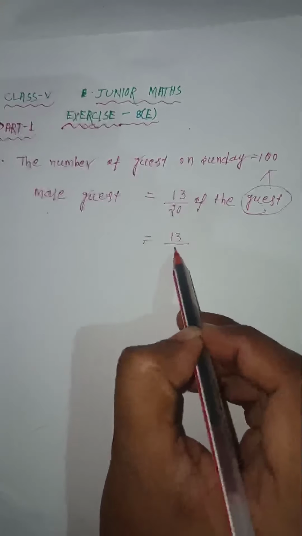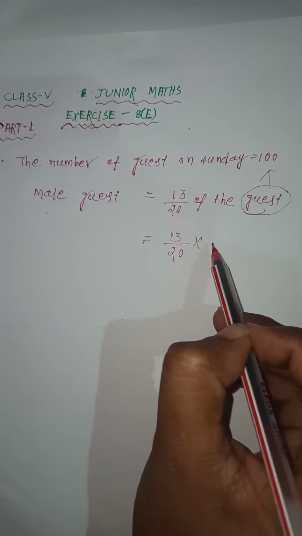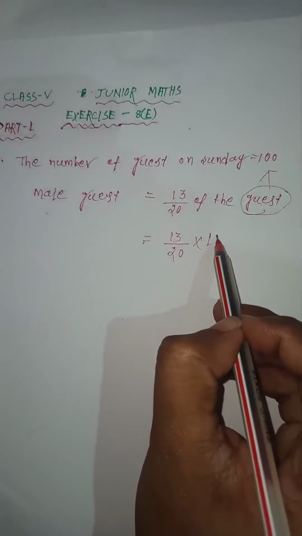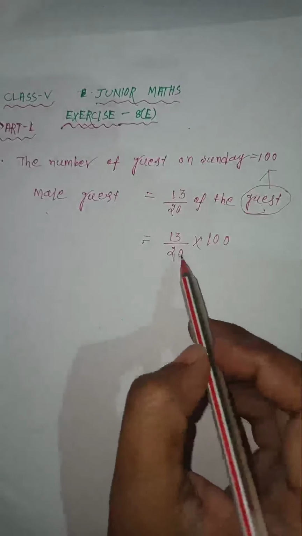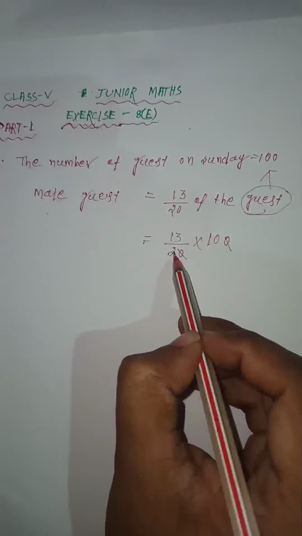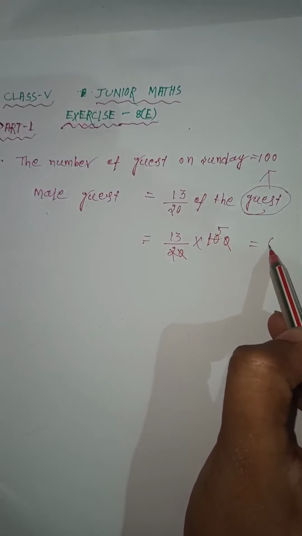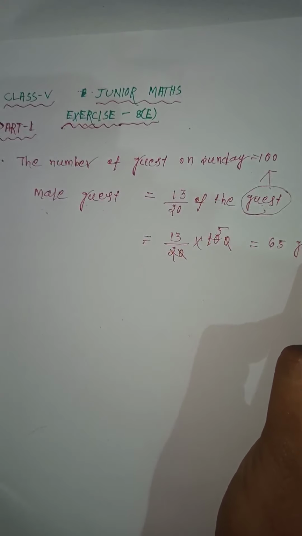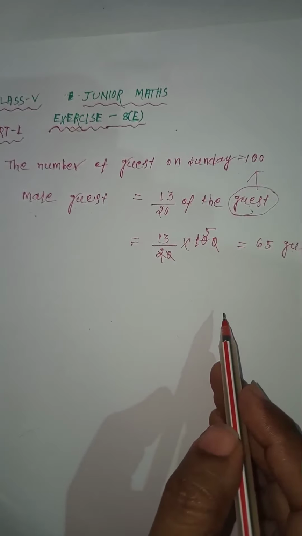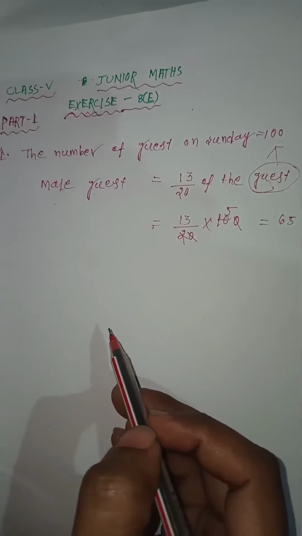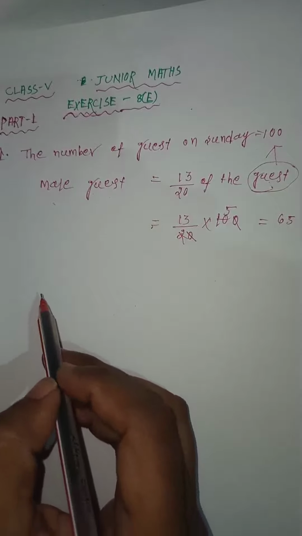Now 13 by 20 of means multiply by total guest, here 100, so into 100. Is there any cancellation? Yes, 20 and 100 you can cancel, 5 times 13 is 65 guests. So now I am clear that male guest is this much. The question is asking how many were female guests.